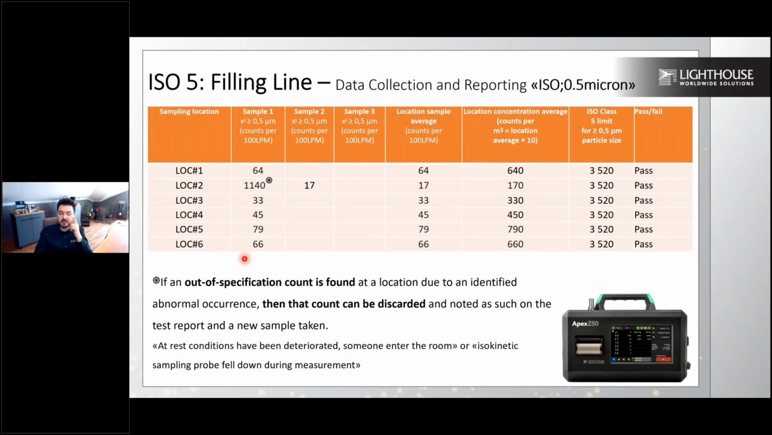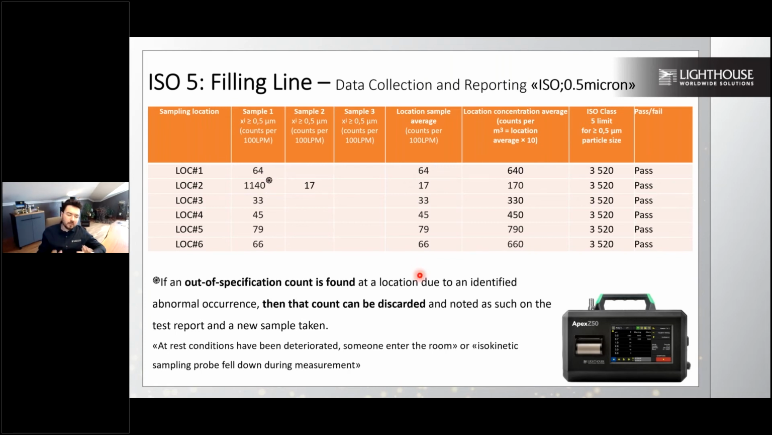So something happened. I have to take a note. I would say at-rest conditions have been deteriorated. Someone entered the room, or my isokinetic probe fell down. This can be an out of specification. So I can disregard this information, discard this information, and take a second one and use it as an average.